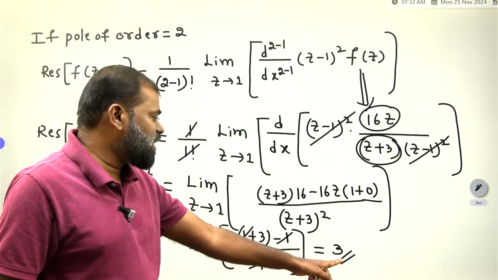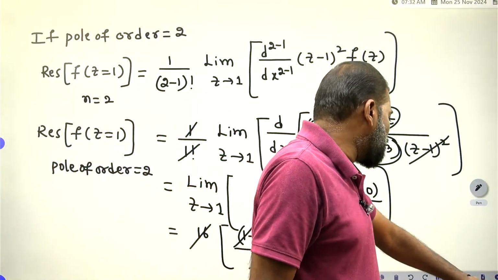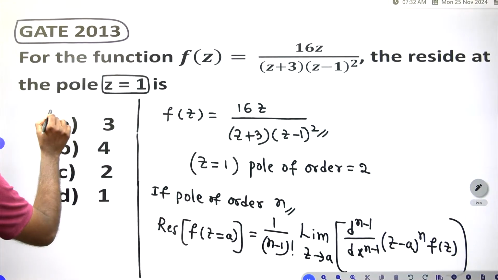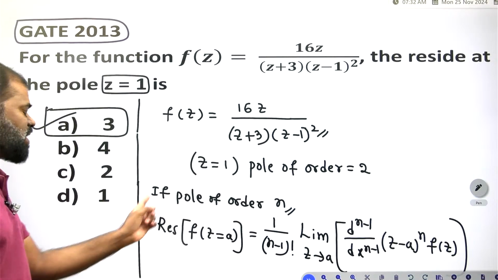How much you are getting the answer? Answer is 3. How simple it is. Just you have to remember the formula. You will get the answer. What is your answer? Option A is correct. Answer is 3.